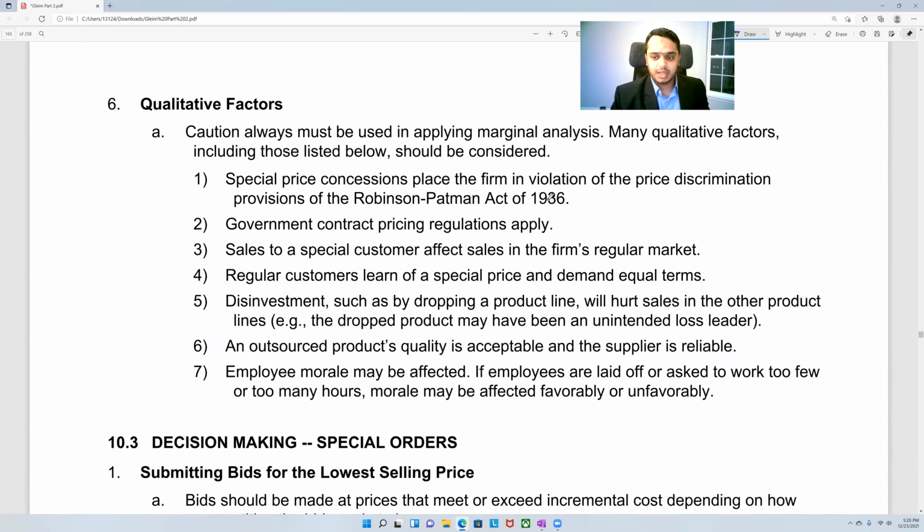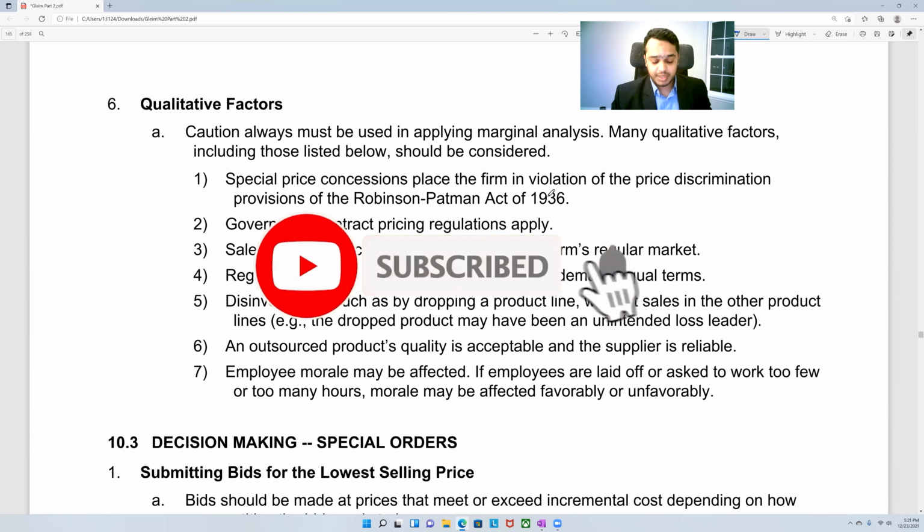The Robinson-Patman Act, which is talking about price discrimination, will come under pricing strategy in the next unit also, which you guys need to follow up, in which you cannot kill a competition. That's what they are telling, just by reducing your prices.